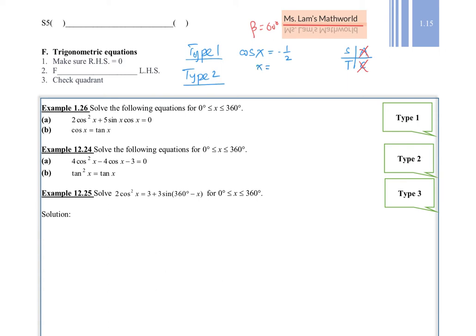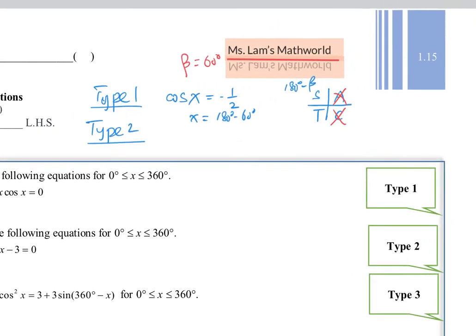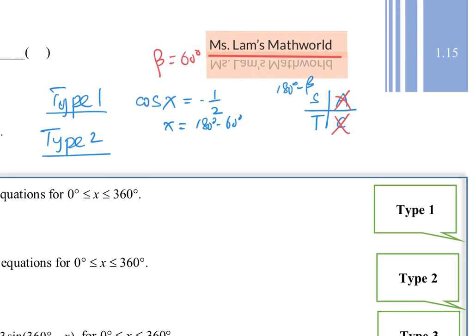Case 1, quadrant 2, you will have 180 degrees minus beta, which is 180 degrees minus 60. And then for quadrant 3, 180 degrees plus beta, or 180 degrees plus 60. So the answer will be 120 degrees or 240 degrees. This is the example of type 1.